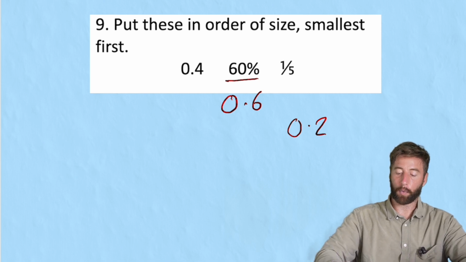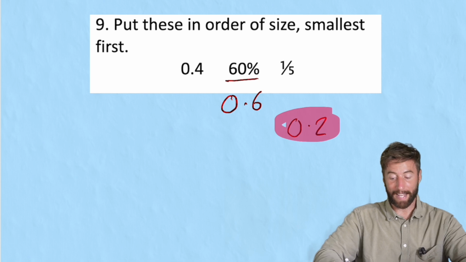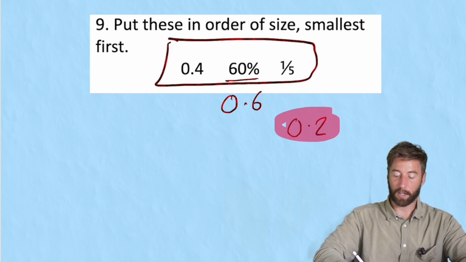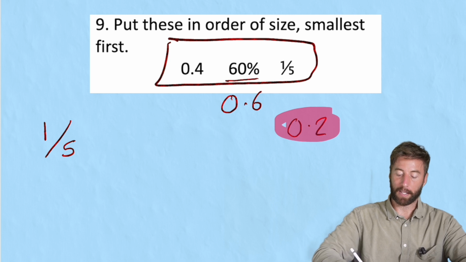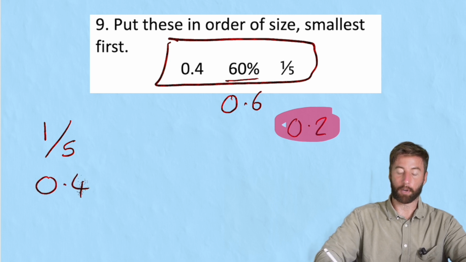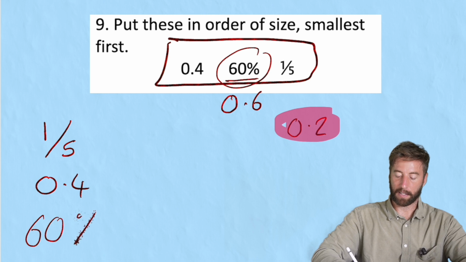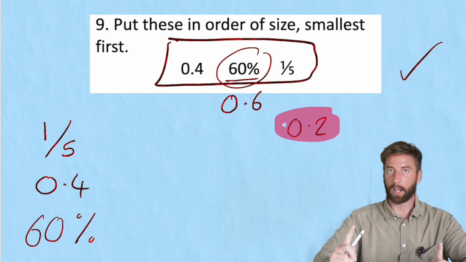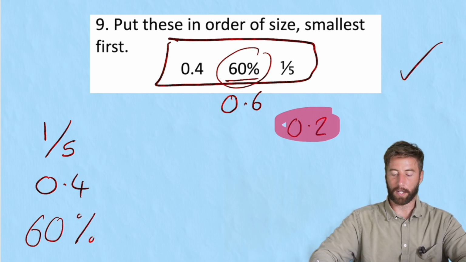So now we have them in order, we can clearly see the smallest one is 0.2, but it asks us to put these in order. So my first answer is 1/5. Then the next one would be 0.4, which is already in 0.4. And then the last one, 60%. Pretty easy if we can understand how to convert between units.